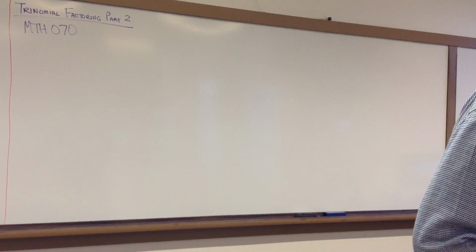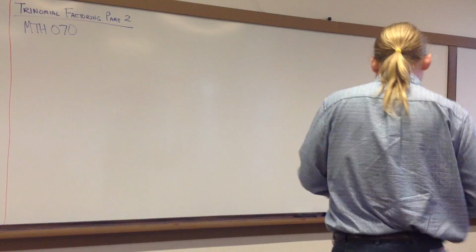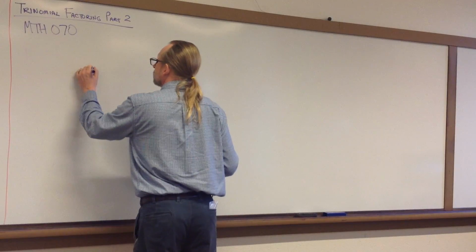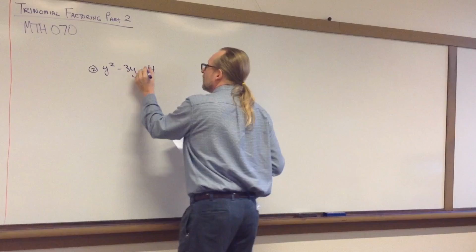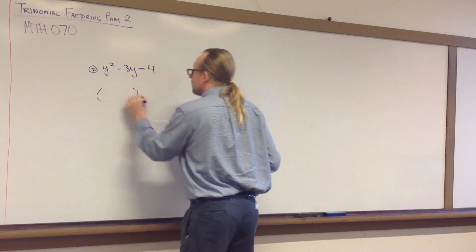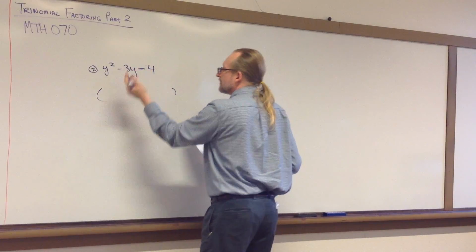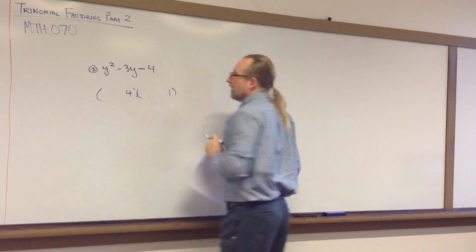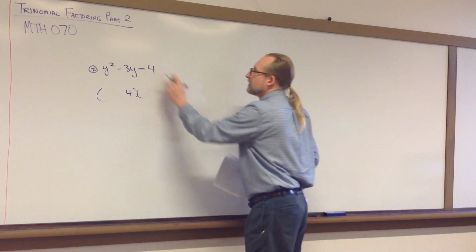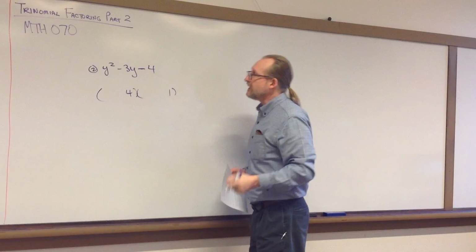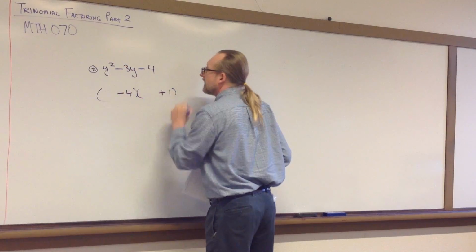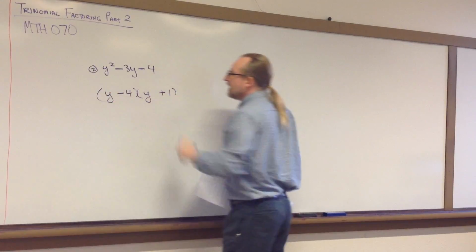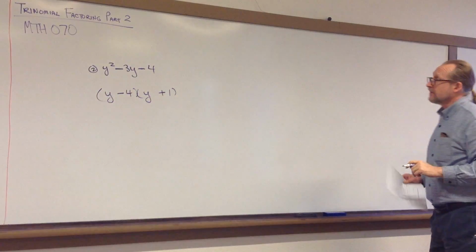Problem 2, y squared minus 3y minus 4. So the minus sign tells us we want factors of 4 that have a difference of 3. So 4 and 1, right? 4 times 1 is 4. 4 minus 1 is 3. But we want a negative 3 out of this. That means the 4 has to be negative and the 1 has to be positive. So there's our factorization.